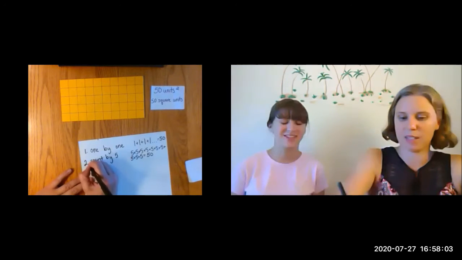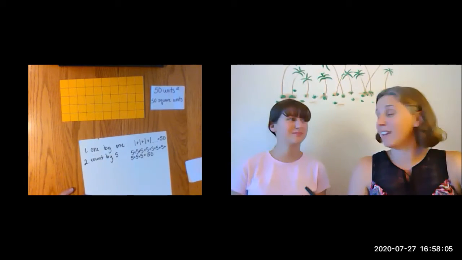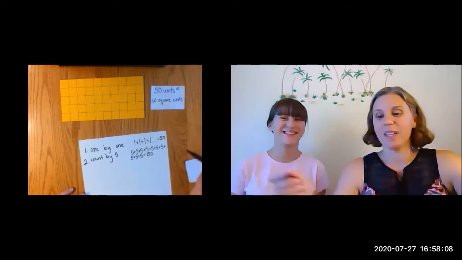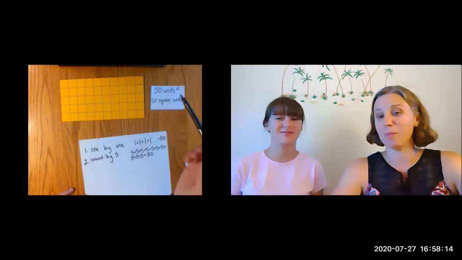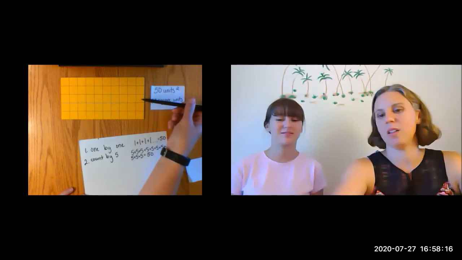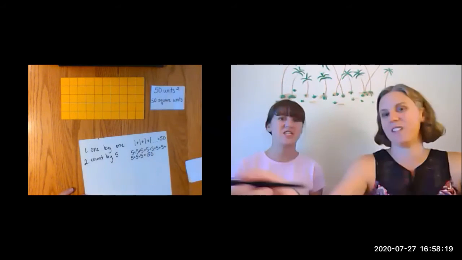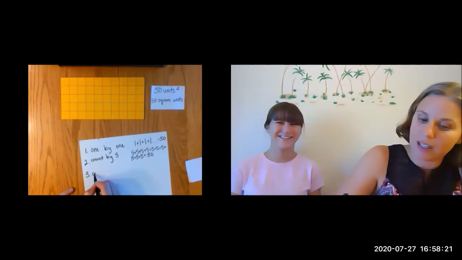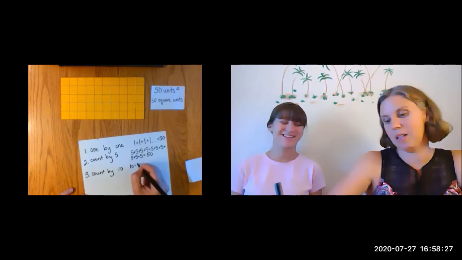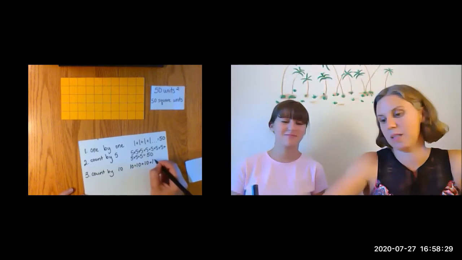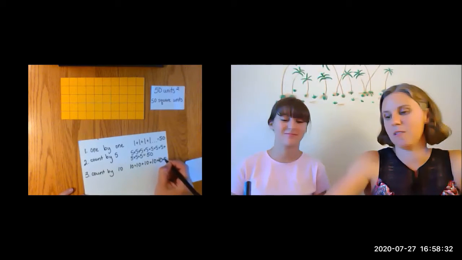There was a second way. Can I give my way? Maybe it's your other way. I know that there are 10 along the bottom, so I counted by 10s. 10, 20, 30, 40, 50. So there's another way. I can count by 10. 10 plus 10 plus 10 plus 10 plus 10 equals 50.